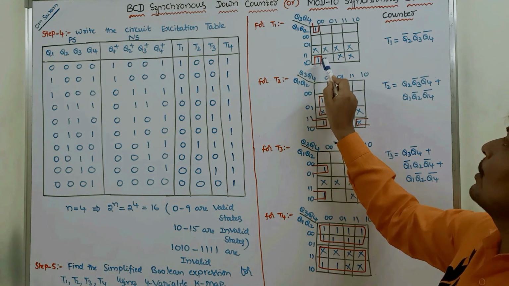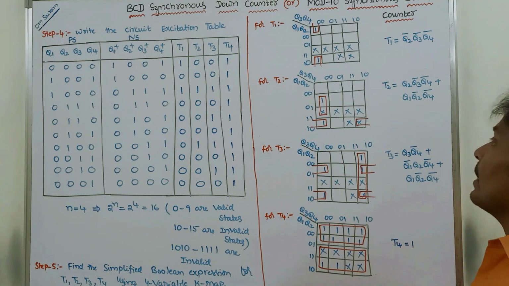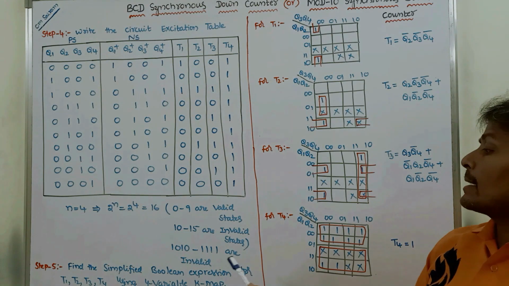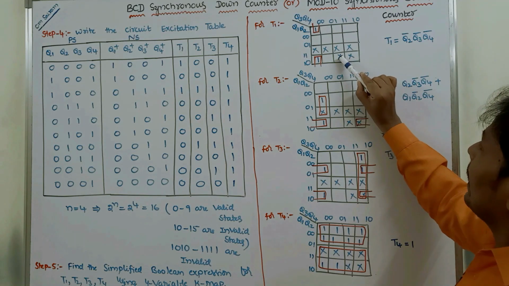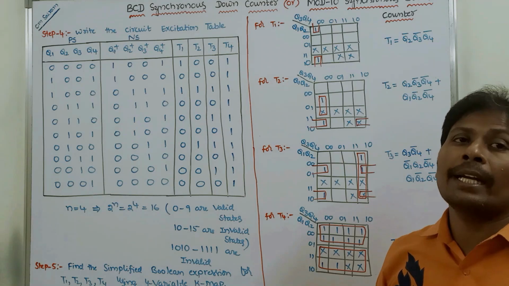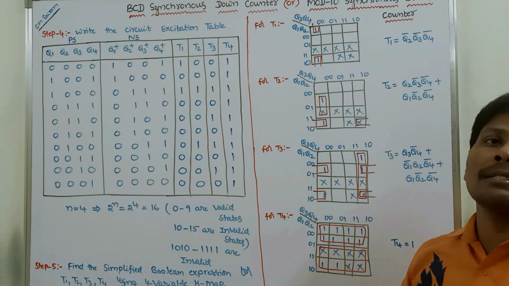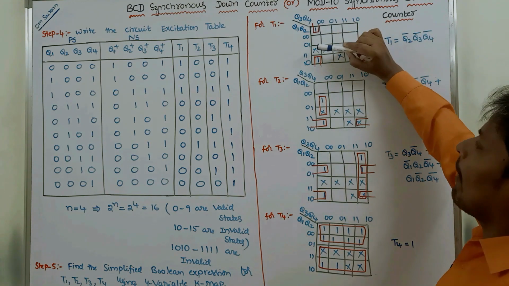Here 1, 0, here 0, 0, we are placing 1. Next one, invalid states are 10 to 15. So 10, 11, 12, 13, 14, 15 can be represented as don't cares because they are invalid states in 4-variable Karnaugh maps. Now only 2 ones are there.